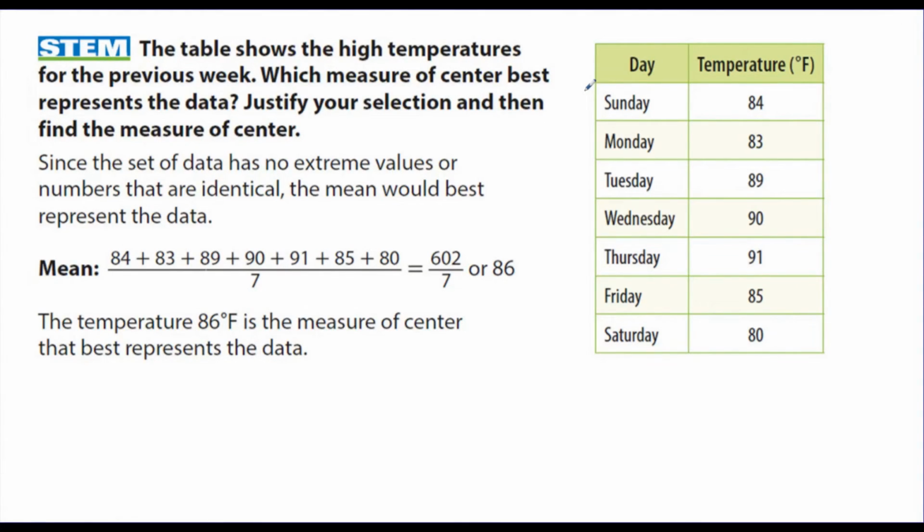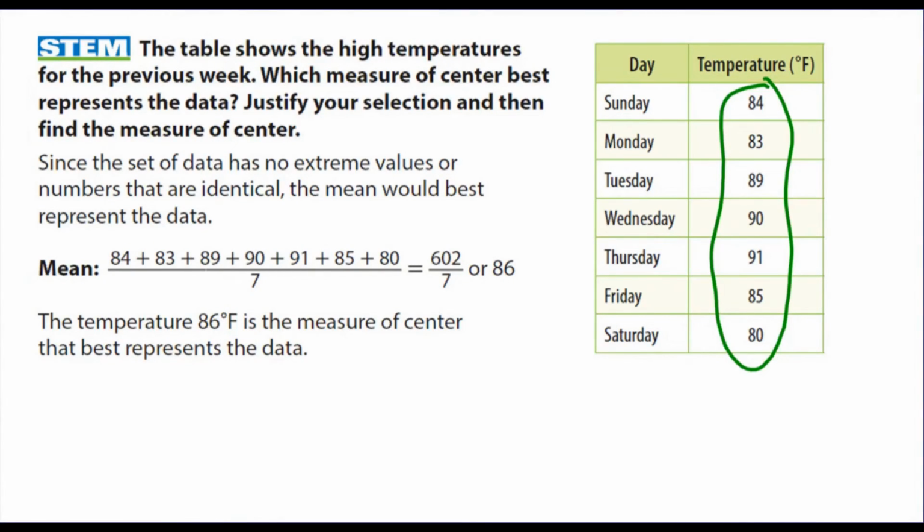And it says the table shows the high temperatures for the previous week. Which measure of center best represents the data? And justify your selection and then find the measure of center. So looking at all of the data in this table, we can see that they're all pretty similar to each other and there are no real outliers or extreme values here. So it would probably be best to use the mean. So that's why they chose the mean in this example.